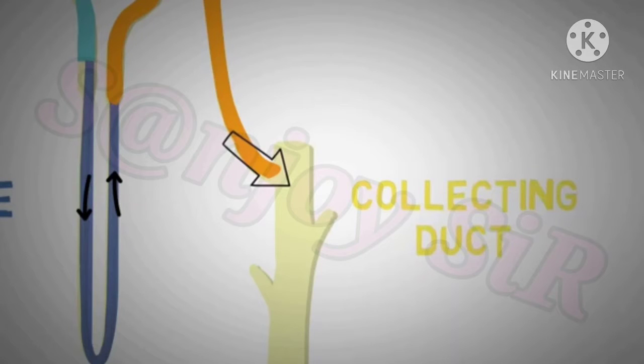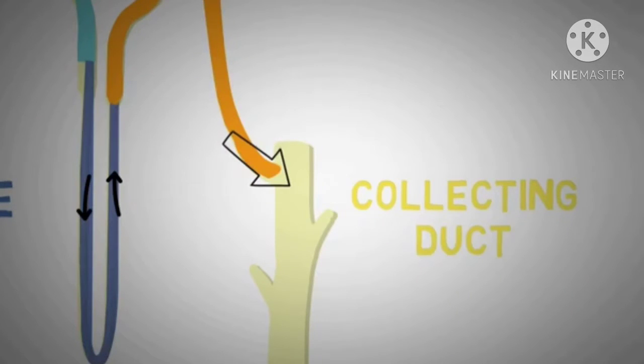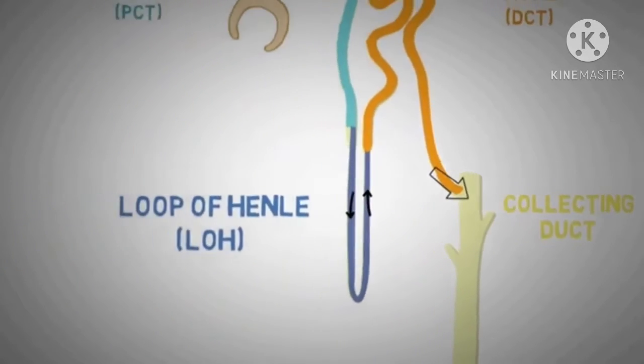The collecting duct drains into the larger collecting ducts and ultimately into the renal pelvis, which is connected to the ureter. The ureter drains the kidney to the bladder. The distal convoluted tubule is also located in the cortex of the kidney.